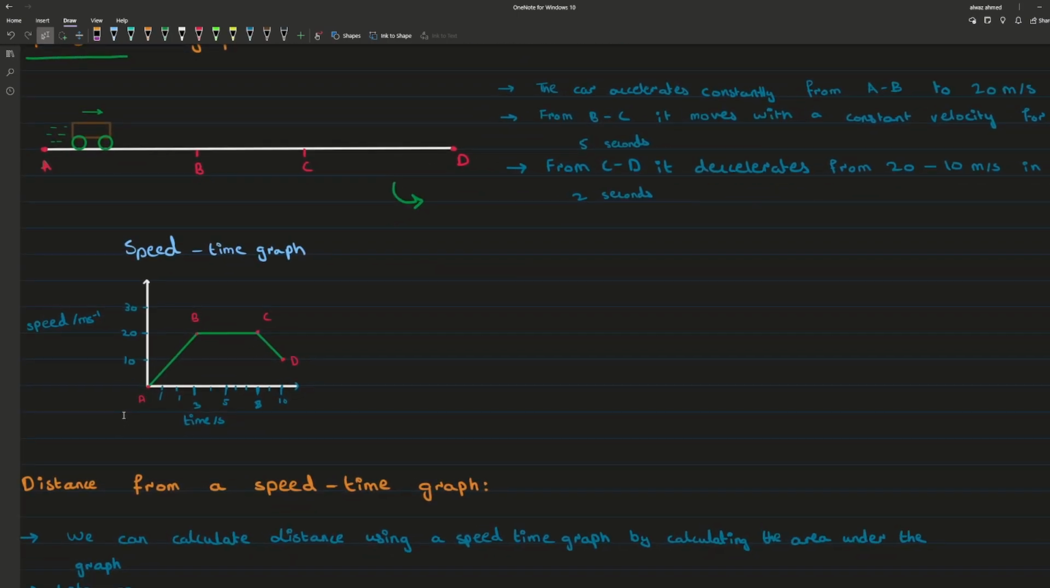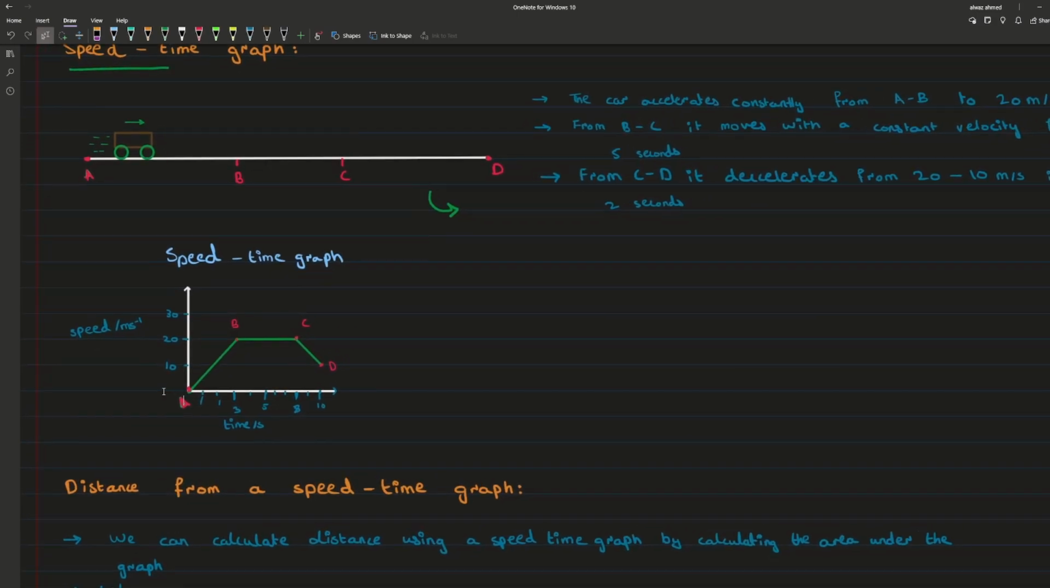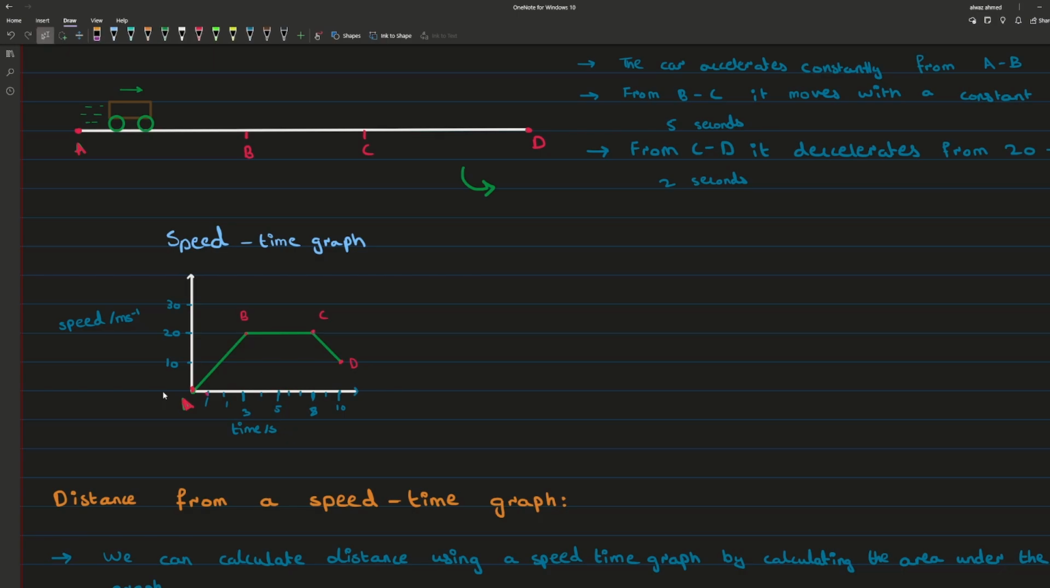Okay, so if you look at the first statement, the car was initially at rest at A. Now this is A, and we can see that the car was indeed at rest. Okay, I'm going to use a different color. Then it says that the car accelerates to 20 meters per second when it reaches B, and this all happened in 3 seconds. So if we look at it, this is 1, 2 and 3 seconds. The car accelerated to 20 meters per second, so we plot a point here and we label this B.